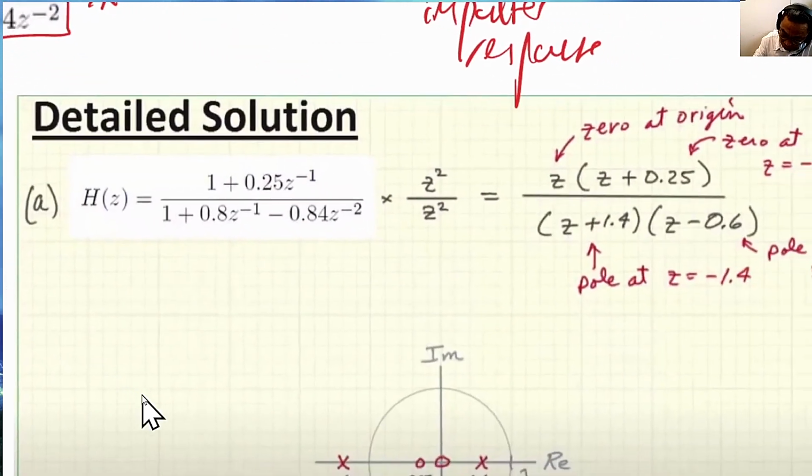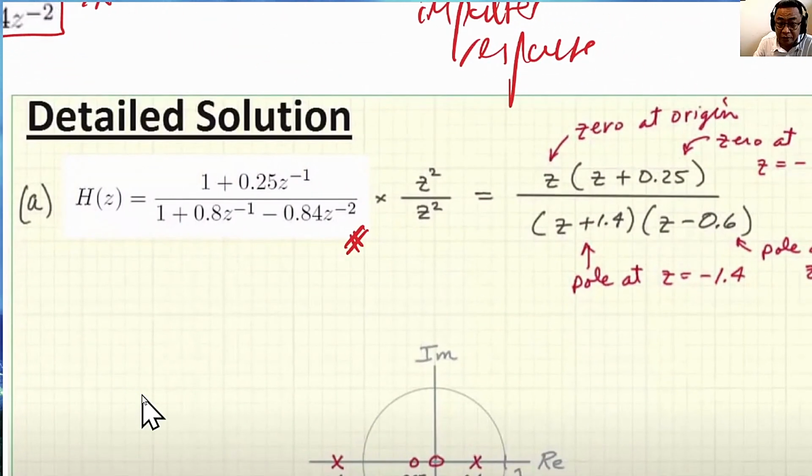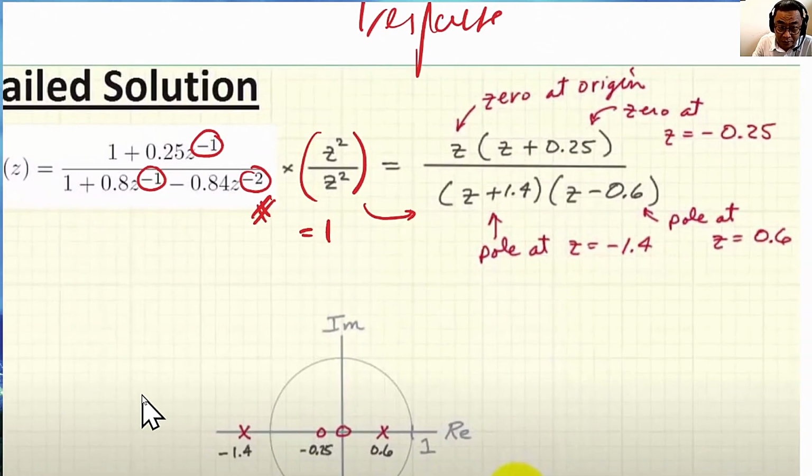In the pole and zero diagram, let's start with H(z), but we are given it in negative powers of z. What we need to do is multiply by z squared over z squared, which equals 1, so that we can convert negative powers into positive powers. Only when we do so can we simplify and find the poles and zeros. If you work it out, this is the numerator and this is the denominator, and now we can identify the poles and zeros.